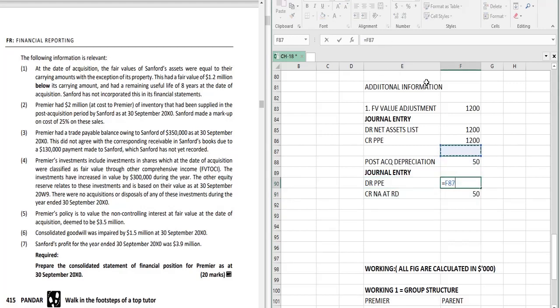Okay, so we will read out the second additional information. Premier had 2 million, at a cost to Premier, of inventory that has been supplied in the post-acquisition period by Sanford as of 30 September 20x0. Sanford made a markup on cost of 25% on these sales. Okay, it means Sanford, who is the subsidiary, has sold to the parent, that is Premier.